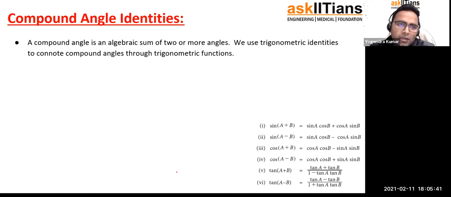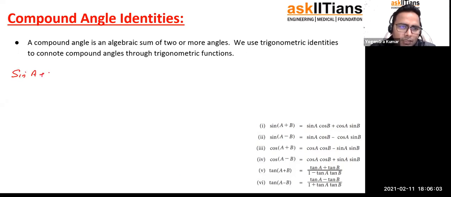Now what do we have? Compound angles. Okay, compound angle identities. Now there is a proof for these identities, but I believe in 10th grade that is not needed. We can do it in detail in 11th grade. As of now I think you can just remember what it is.